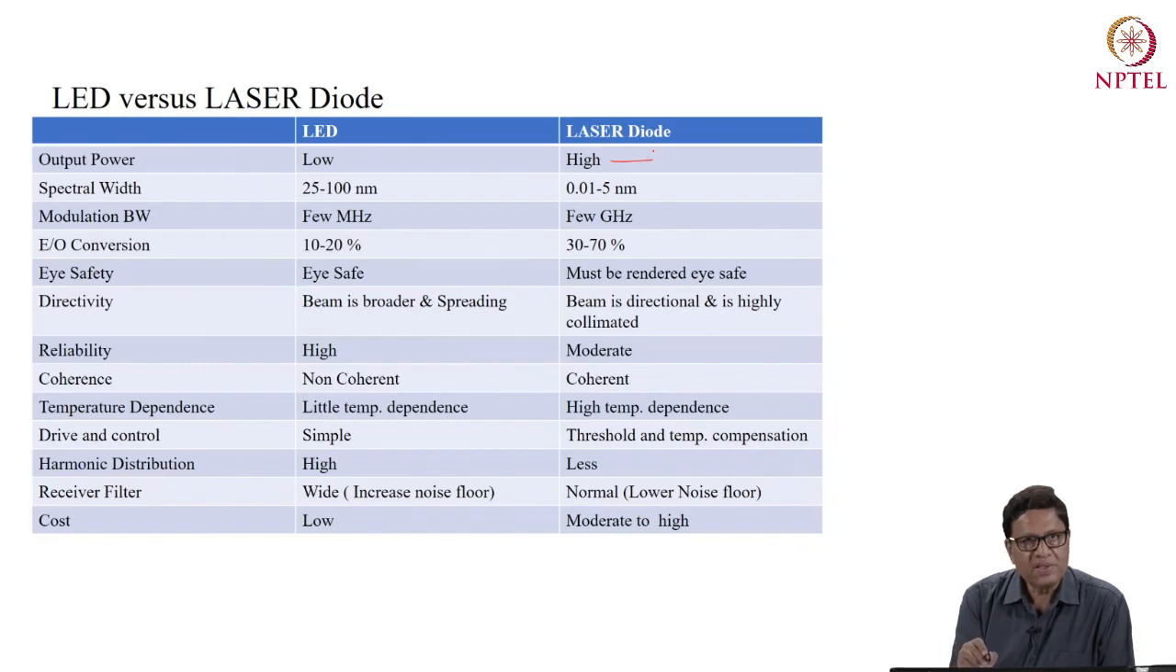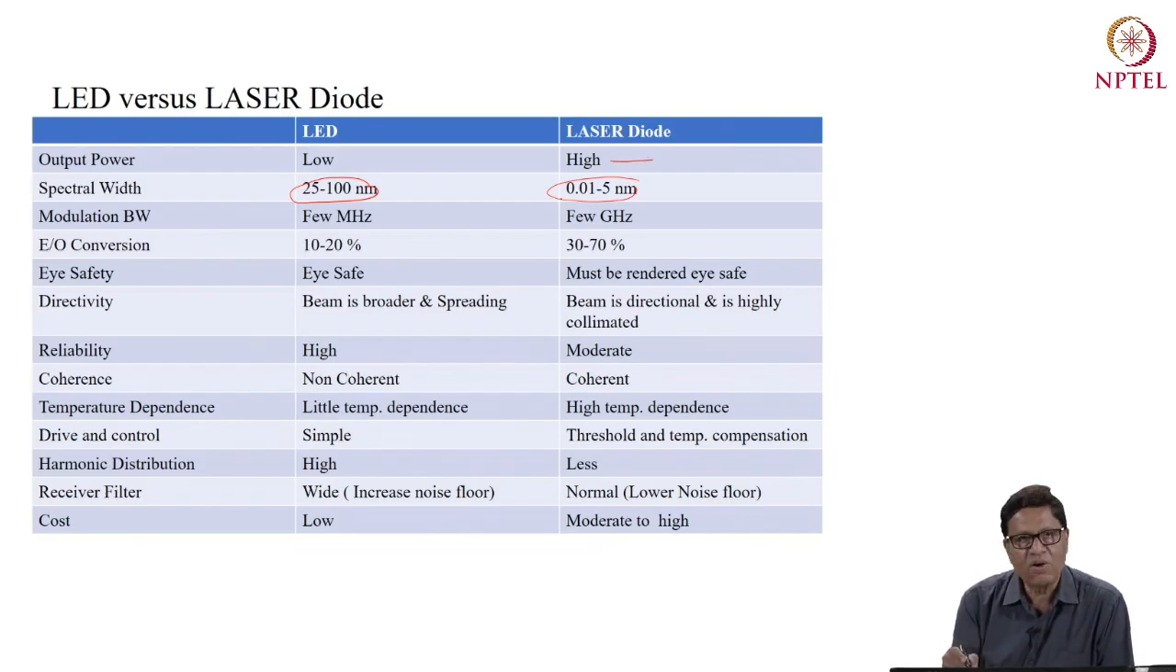Right? I'm talking about a semiconductor laser, but there are other lasers, gas lasers and all that, which emit very, very high power. But a typical semiconductor laser can give you a few tens or few hundreds of milliwatts. The spectral width is very high in an LED, which will restrict your transmission rate. Whereas in a laser diode, for DFB, for example, it is 0.01 nanometer, but without DFB, normal lasers will give you some few nanometers, but still very low.